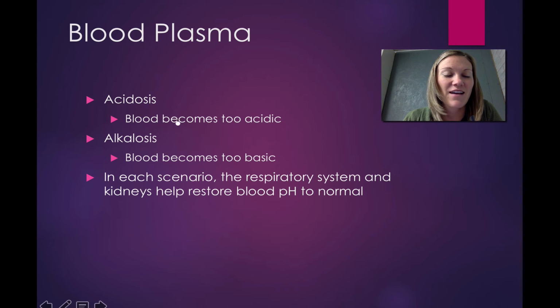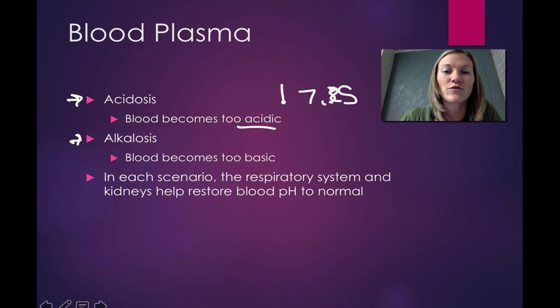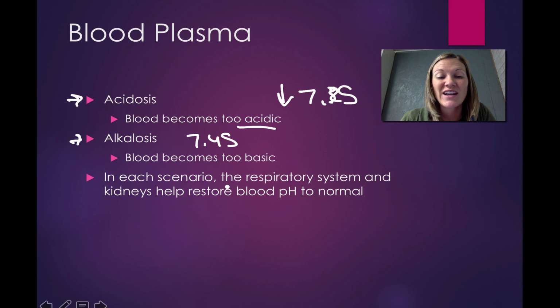Okay, and then the last part here is acidosis and alkalosis. Acidosis occurs when your blood becomes too acidic. That means your blood is anywhere below 7.35. If it's lower than that, it's acidosis, whereas if it's higher than 7.45, it becomes more alkaline, where your blood becomes too basic. In each scenario, the respiratory system and the kidneys help to restore your pH to normal.